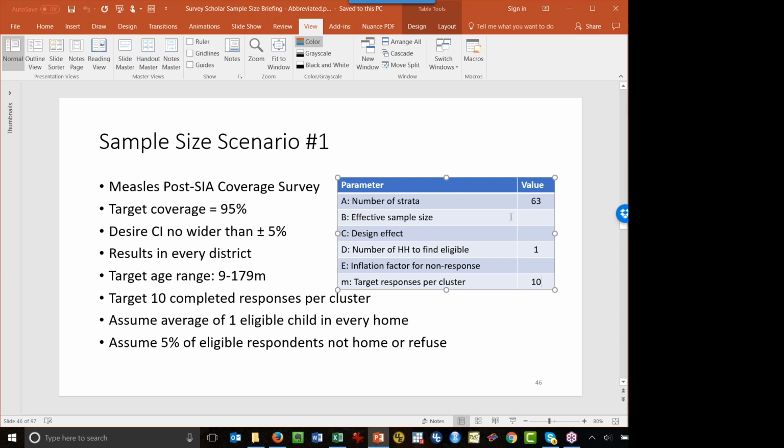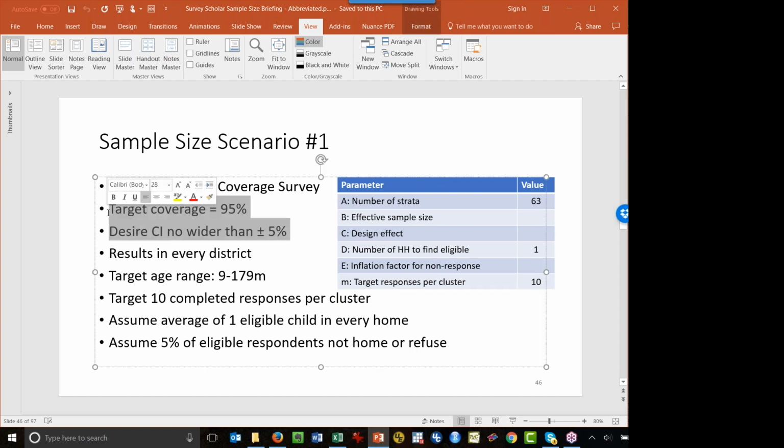So the first empty slot here is the effective sample size. We have what we need to calculate it. This is what we need. The target coverage. We're doing a survey for estimation. We have the target coverage and the desired confidence interval width.